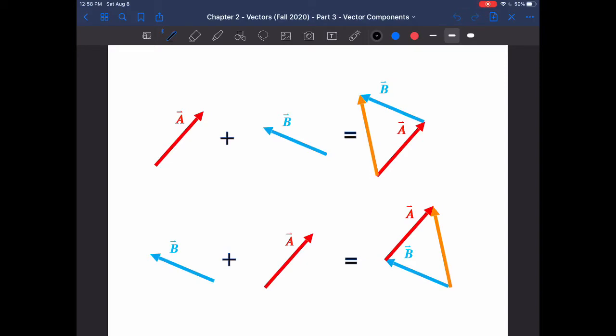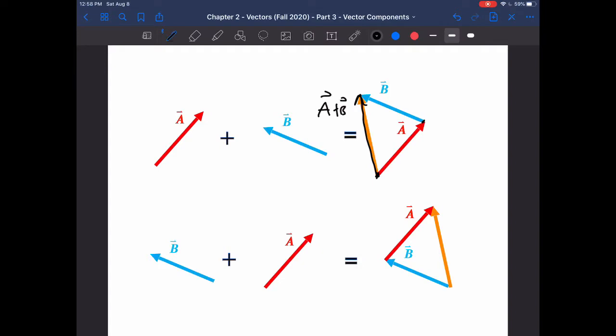If I want to add together a plus b, I take the tail of b and I place it on the head of a, and then I draw my resultant vector in, a vector that starts at the tail of a and points to the head of b. Okay, so this is a plus b.